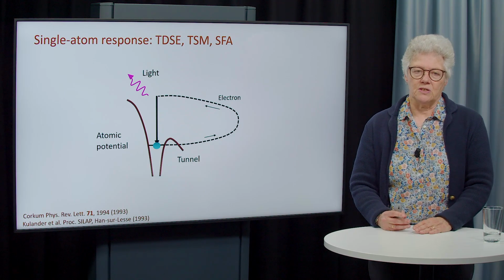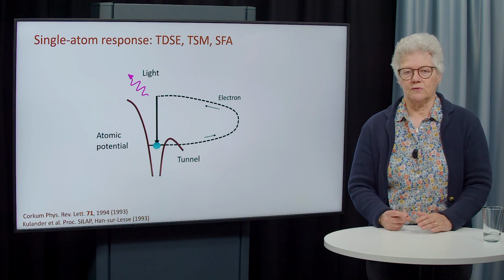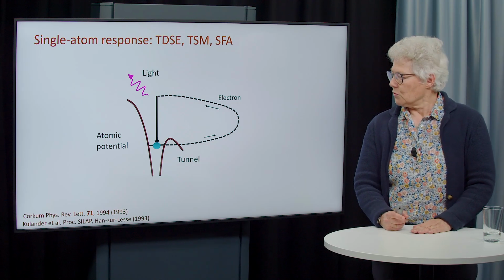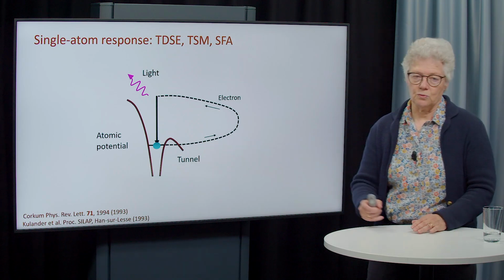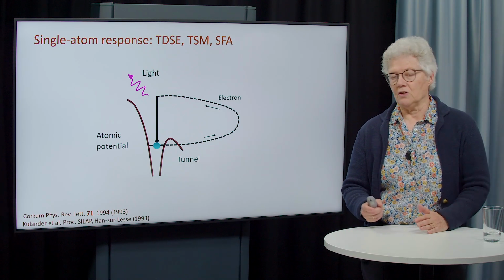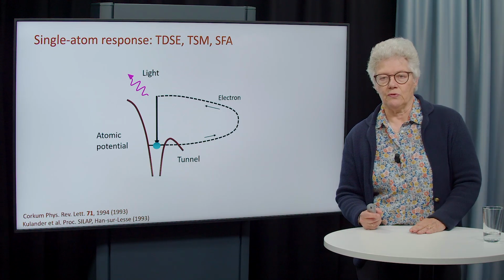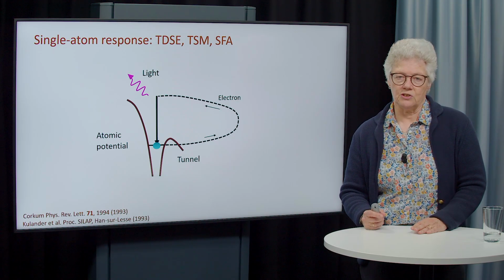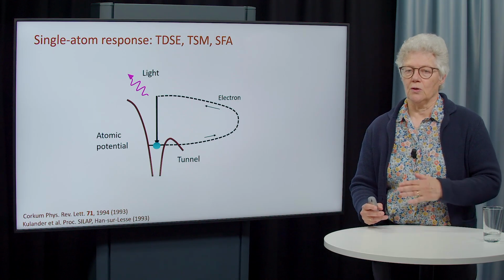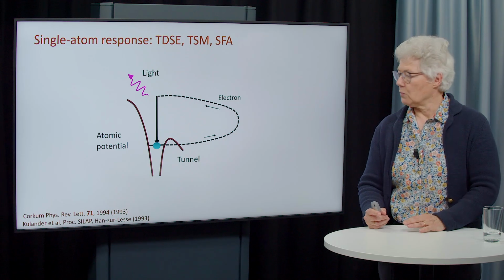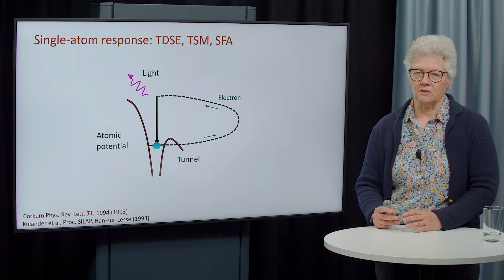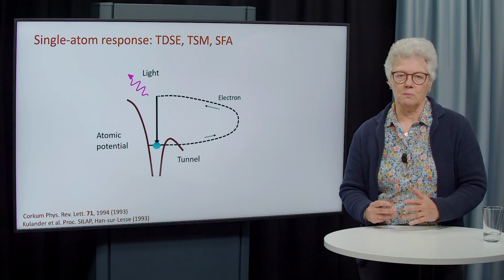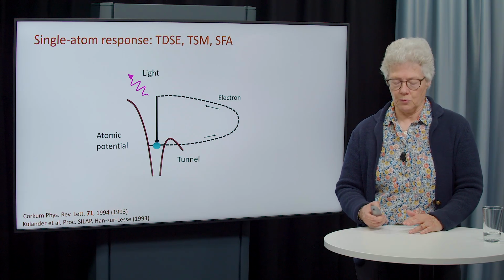First, what you see is the atomic potential, which is strongly deformed by the laser field, so that an electron in the ground state can tunnel through the potential barrier. Then the electron is driven away by the laser field, and when the laser field changes sign, the electron can come back towards the atom with a high kinetic energy and recombine back to the ground state. And in this process, you have the emission of a short light pulse.